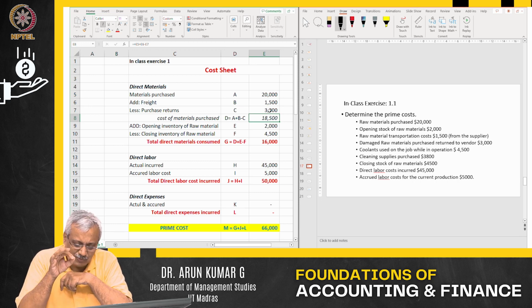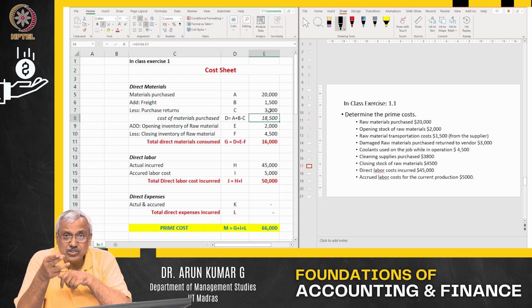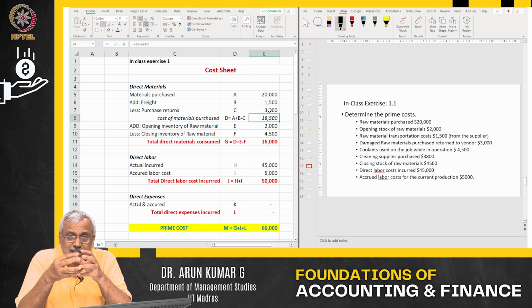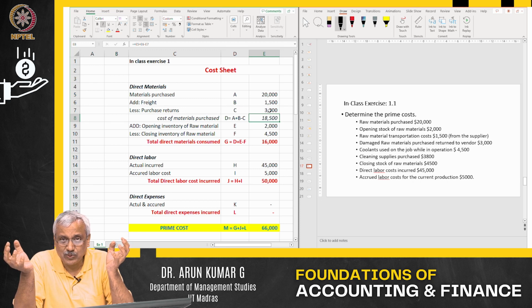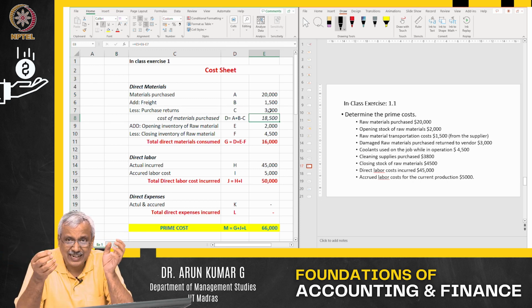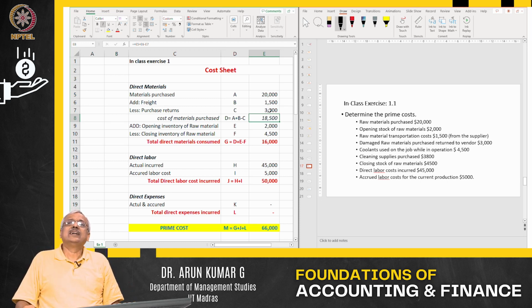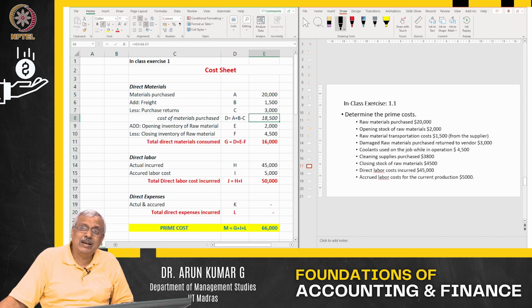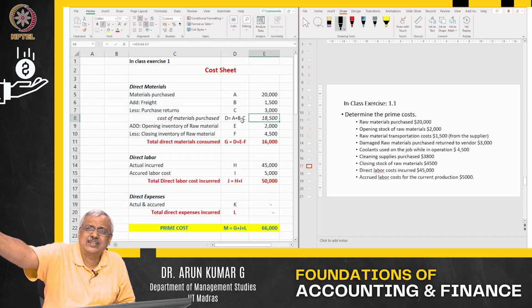Next, coolants used on the job while in operation. Please understand how beautifully it is worded. When the job is in operation, I am using a coolant. When the job is not in operation, I am not using the coolant. So the expenditure is related directly, linearly, to the production activity. Now it may not be a material, sir, it is not a material, because I cannot trace it to the final product.